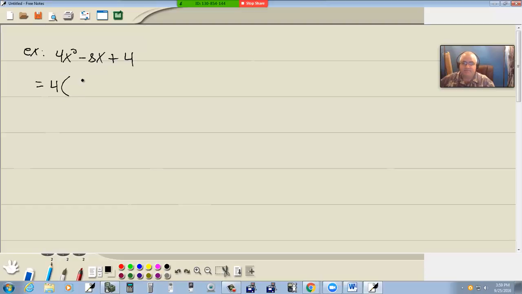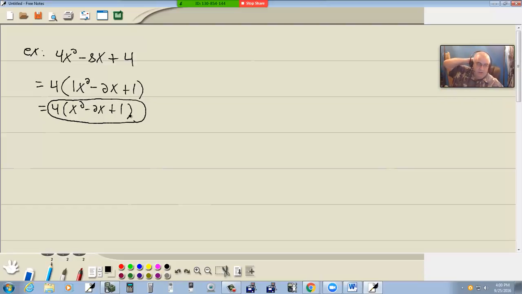That's my GCF. Now factor means to write as a product, but as weird as it seems, how we do that is we divide. 4 divided by 4 is 1 with an x squared, minus 8 divided by 4 is 2 with an x, and 4 divided by 4 is 1. That gives us 4 times x squared minus 2x plus 1. We're going to see later on that some of these you can factor down further with different techniques. And this looks like one of them.